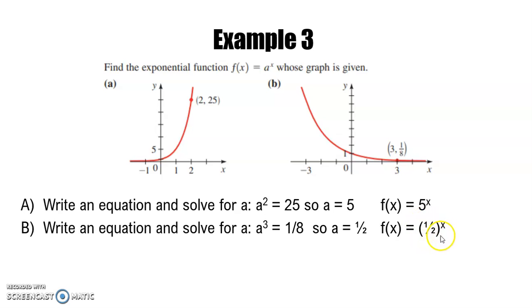And I did need the parentheses here, because if I didn't have them, that would be 1 to the x power over 2, and that's not allowed. That's not what I mean. I mean, the whole fraction is raised to the power, okay?